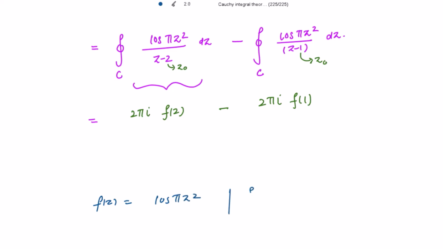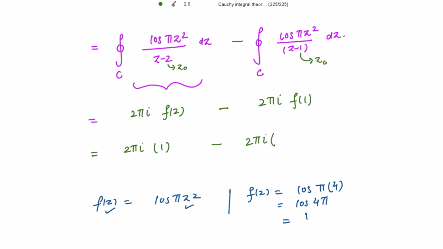And for this, finding f(2), what is f(2)? Just put z = 2 here. We get cos(π·2²), 2² is 4, that is cos(4π). And cos(4π) is 1. So this is equal to 2πi into 1 minus 2πi.